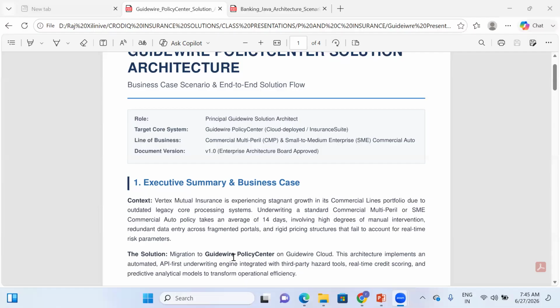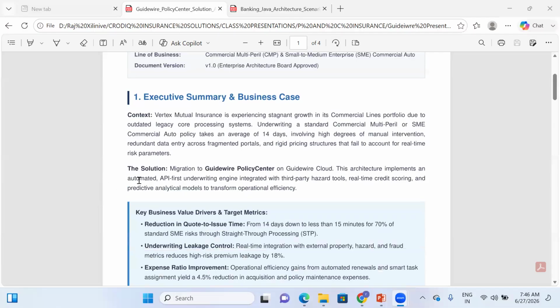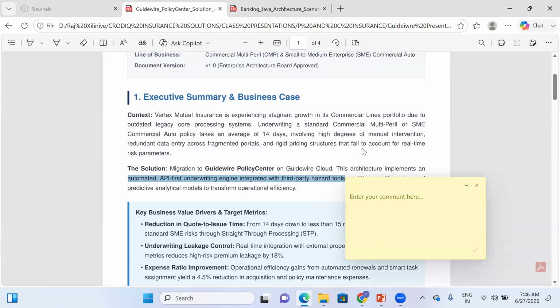Now, coming back to the solution: it is to migrate to Guidewire Policy Center on the cloud version. This is what the requirement is. This architecture majorly implements an automated, API-first underwriting engine integrating with third-party hazard tools. This is what generally the implementation perspective is. This is what we call the implementation goal, I can say.